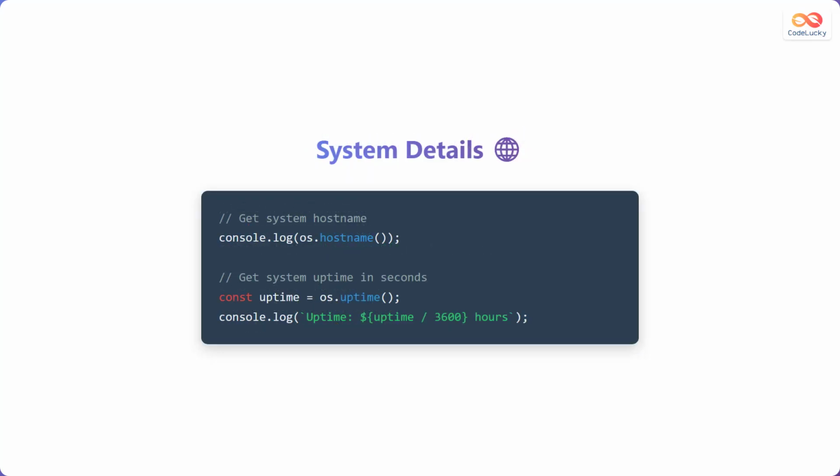Let's explore additional system details that can be obtained using the OS module. To get the system's hostname, we can use the os.hostname method. This returns the hostname of the machine. We can also determine the system's uptime, which is the amount of time the system has been running since it was last booted, using the os.uptime method. The value is returned in seconds. So, to convert the value to hours, divide it by 3600.